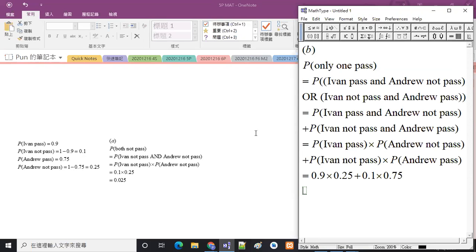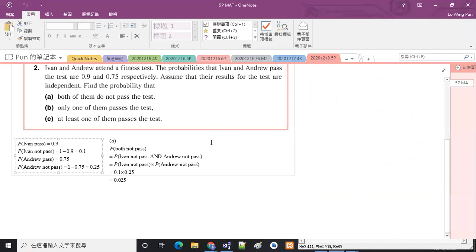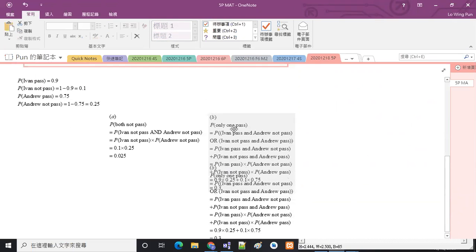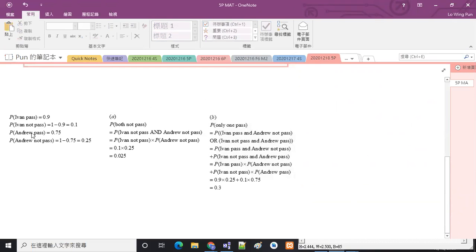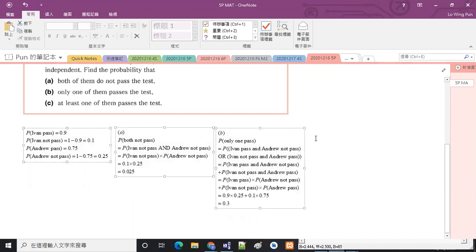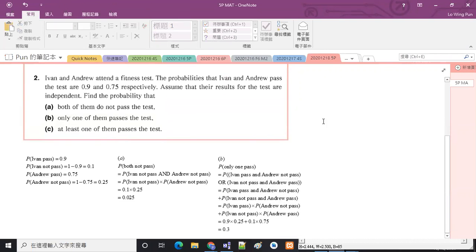0.5 times 0.25 plus 0.1 times 0.75 should be 0.3. Okay, so the answer of part B will be 0.3. Can you get this? And then we also have part C.